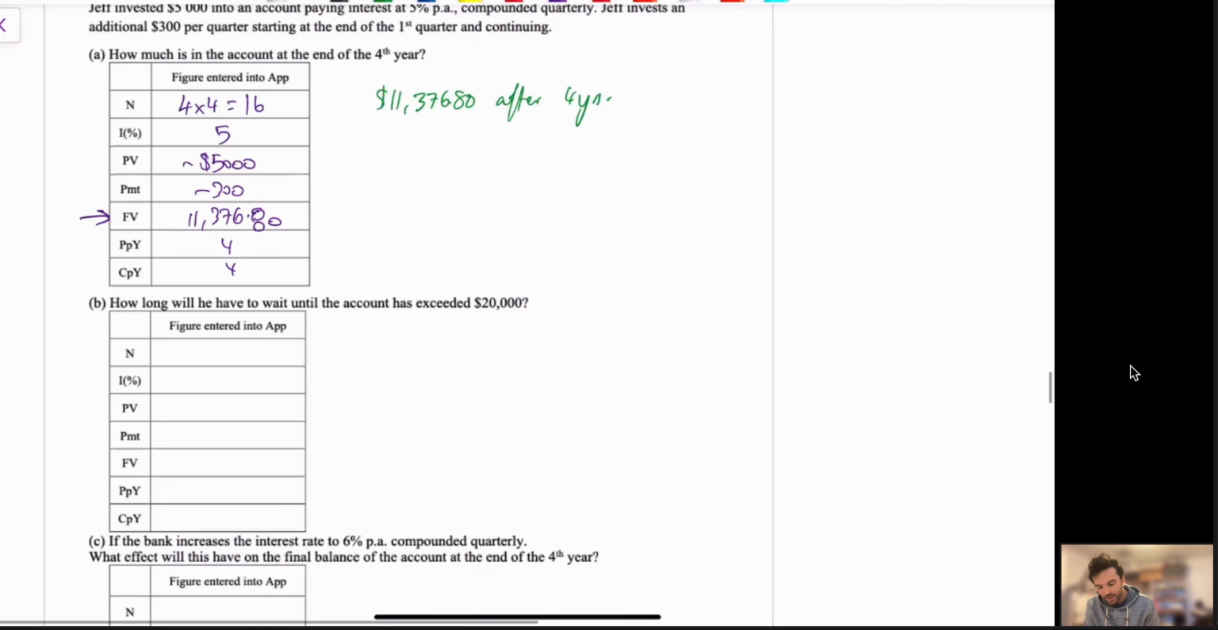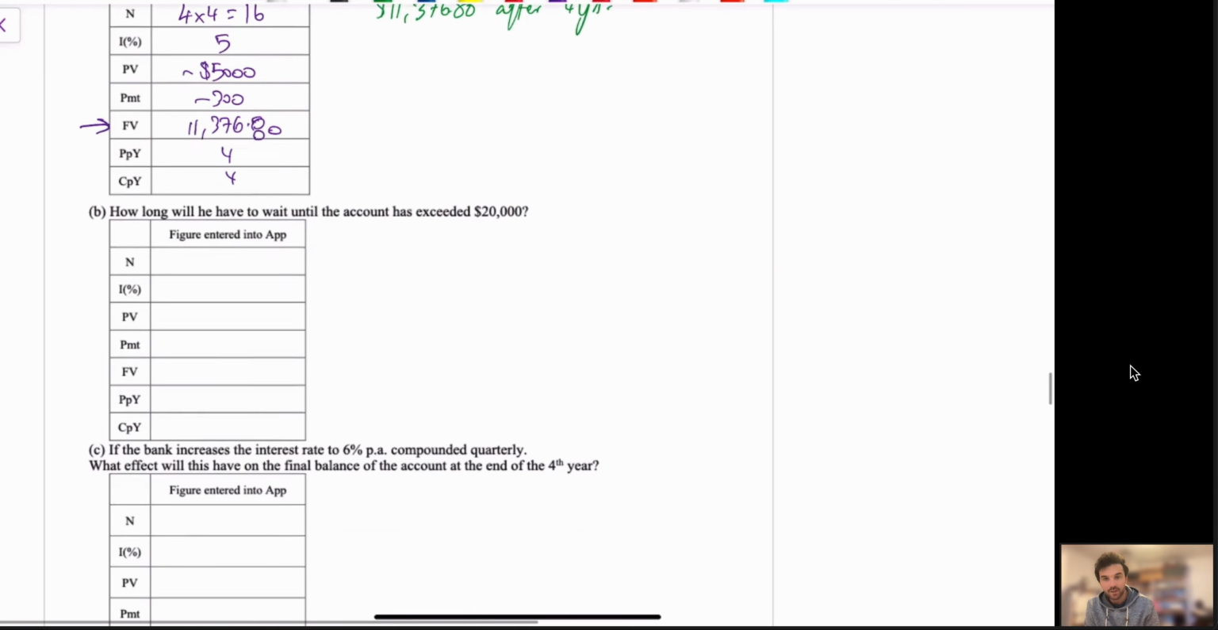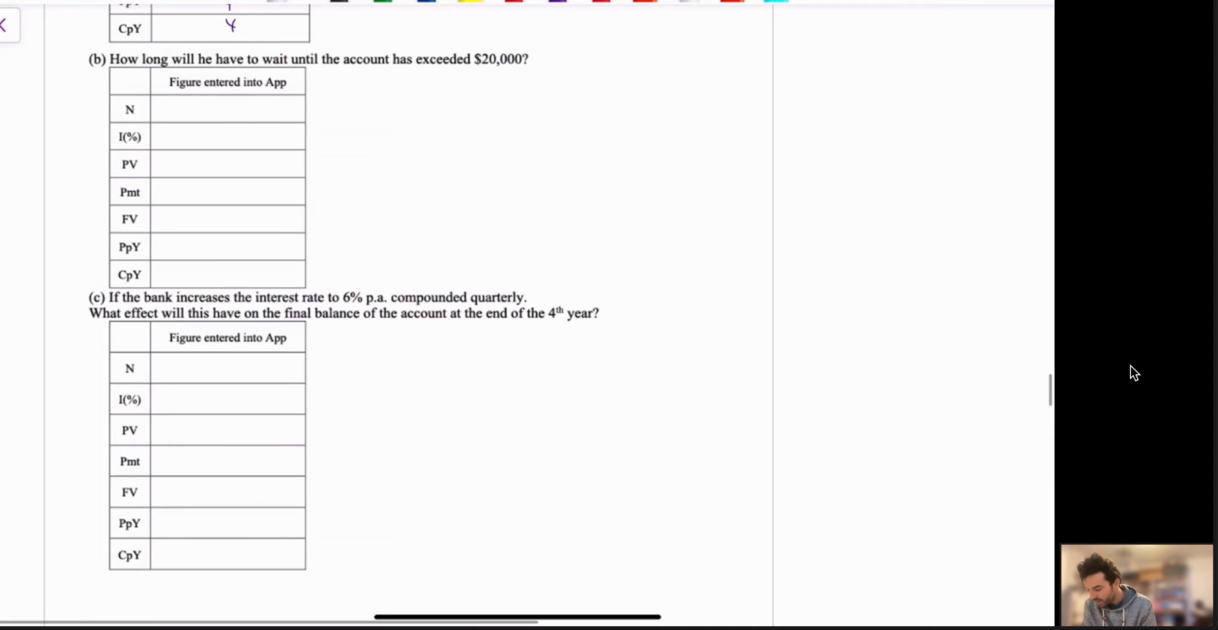Okay, how long will he have to wait until the account has exceeded 20K? So this question here, we need to make FV 20,000 because he's making $20,000, and then we're solving for N. Solve, and out comes an answer of.